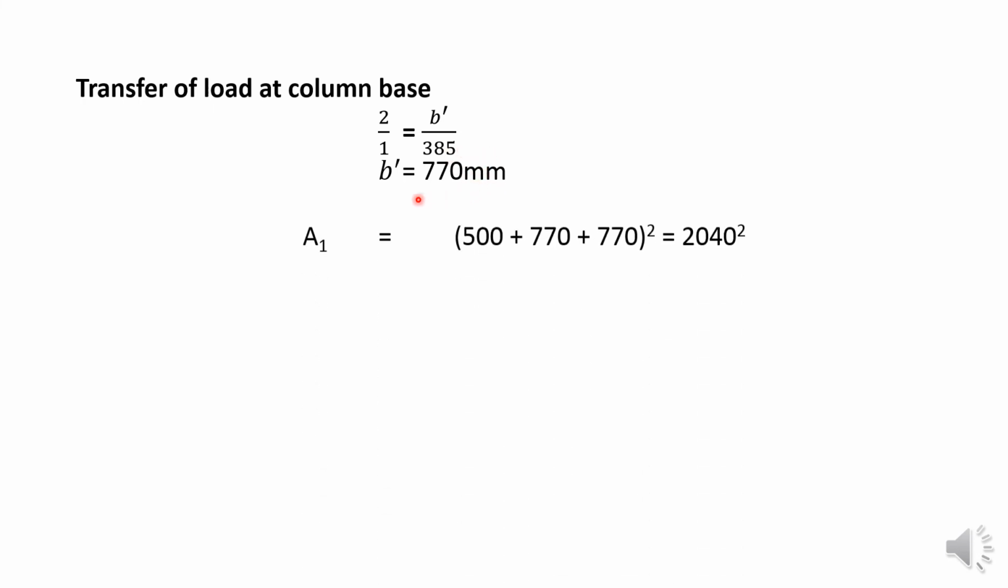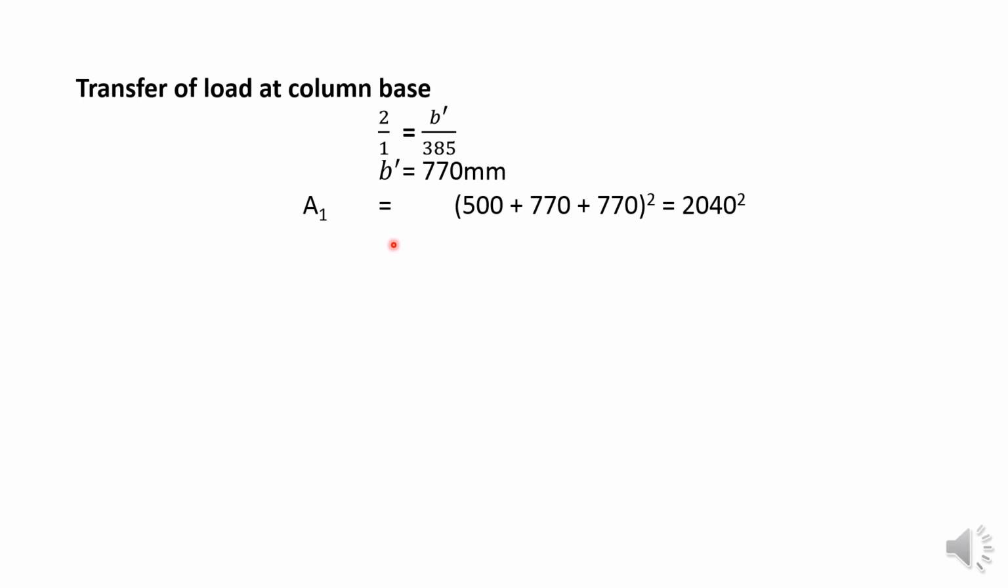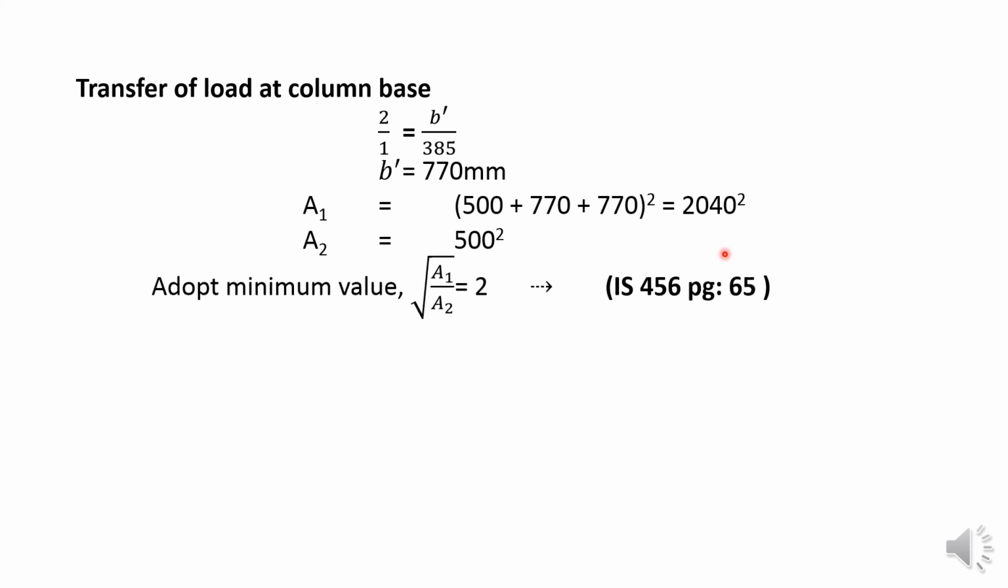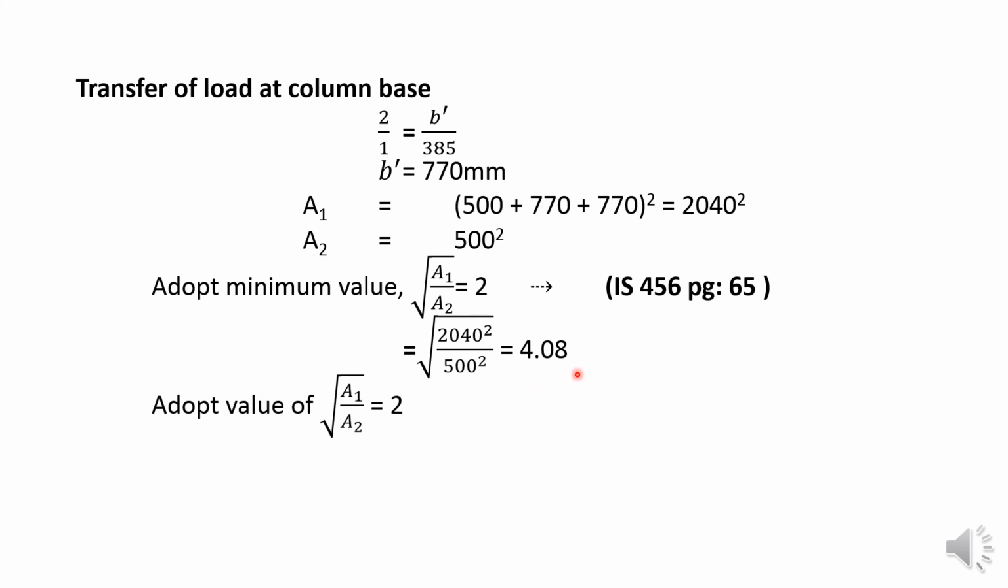The transfer of load at the column base. So using this relation, x by 1 is equal to b0 by 385. That will be equal to 770 mm. So A1 is equal to 500 plus 770 into 770 square. That will be equal to 2040 square. A2 is 500 square. So adopt minimum value of square root of A1 by A2 is equal to 2 from page number 65 of IS 456 2000. Then that will be equal to 4.08. So adopt value of square root of A1 by A2 is equal to 2.